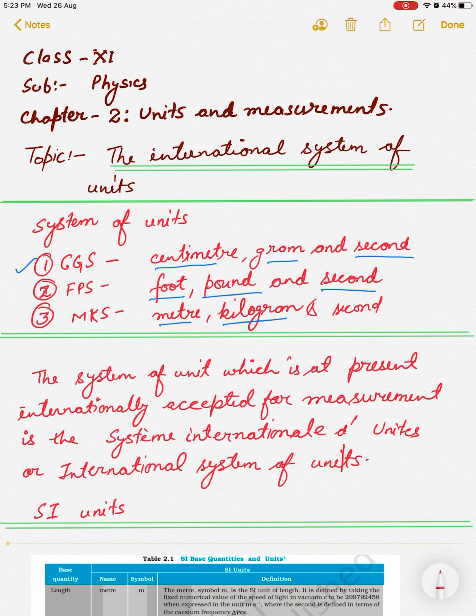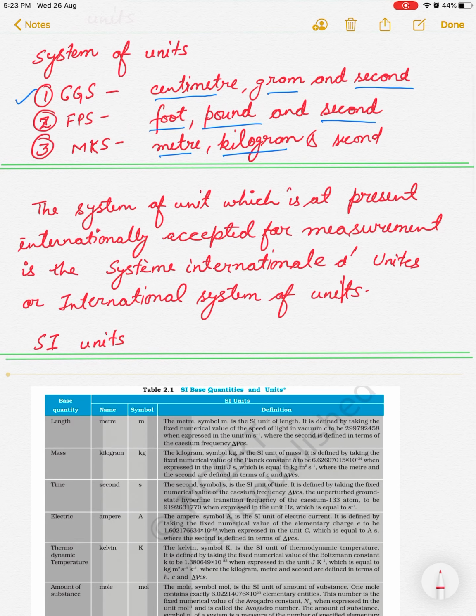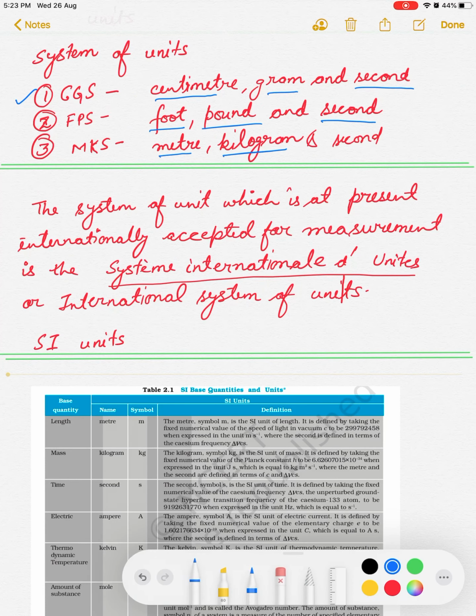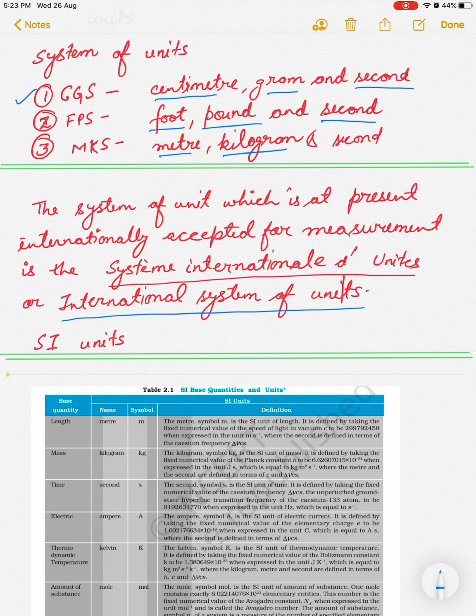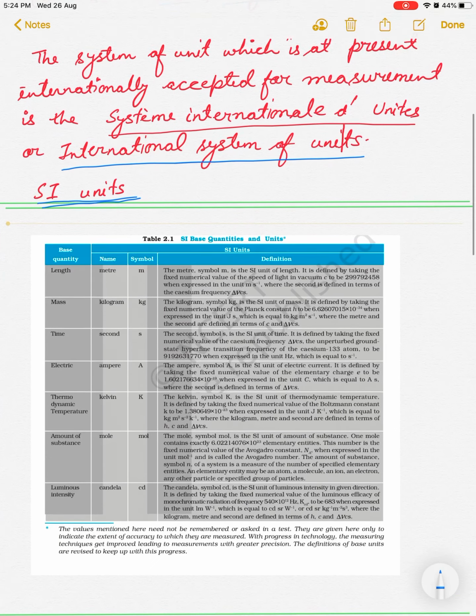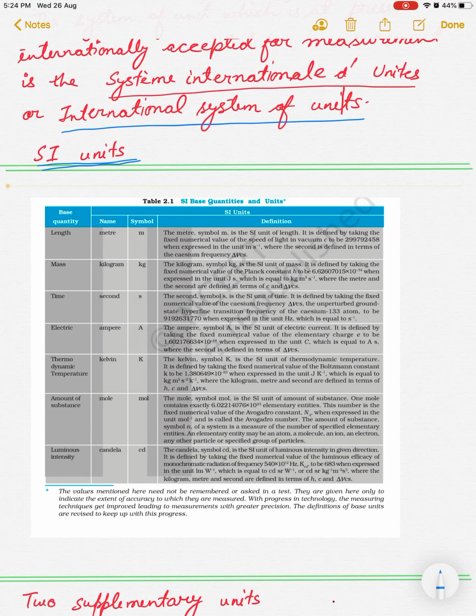Now, during globalization, we are all using the same units. The system of units which is at present internationally accepted for measurement is the Système International d'Unités, also called the International System of Units, and in short you can say SI units. So the system of units presently accepted all over the world is the SI system. Let us see the SI system.